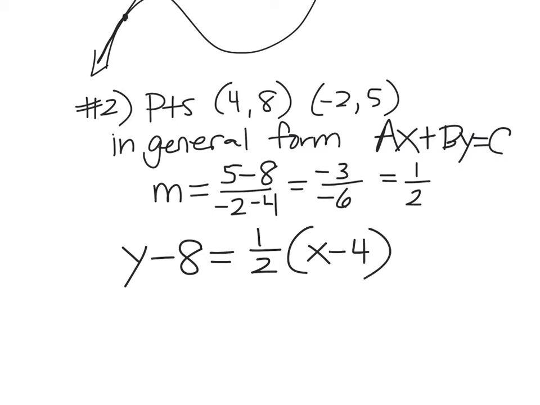So once again, I didn't use general form. I went right into point-slope form because I have a point, I have a slope. We can do that. And now let's get this into general form. The rest of it's just simple algebra. You just take the 1/2, distribute it.